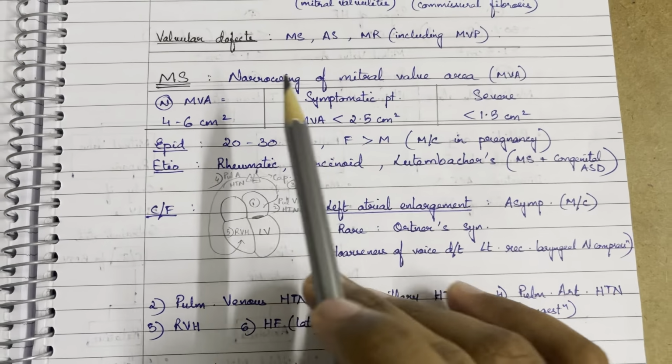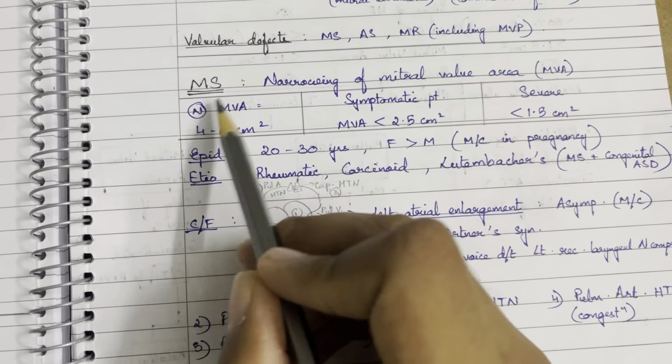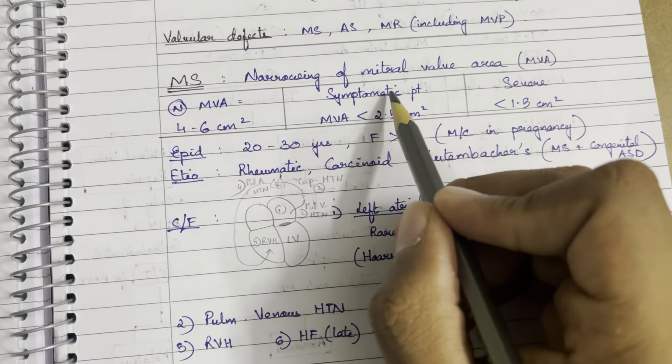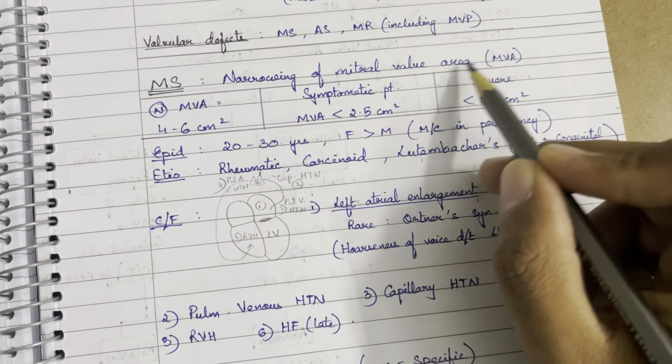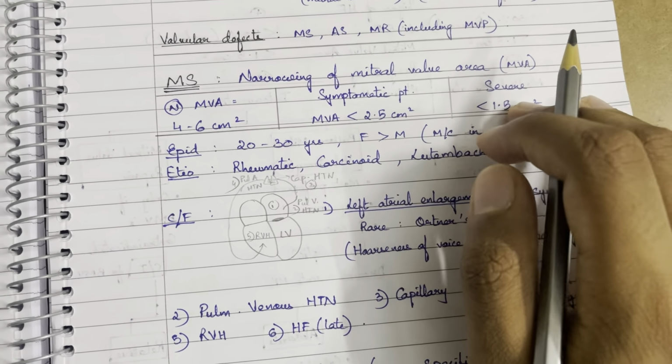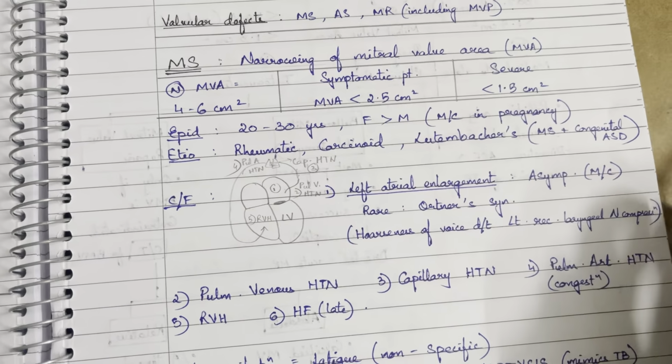Now let's start discussing valvular heart disease. So mitral stenosis, there is narrowing of the mitral valve area. Normally it is 4 to 6 centimeters square. For symptoms to occur, it should be less than 2.5 centimeters square. It is severe if it is less than 1.5 centimeters square. This is important: 4 to 6 is normal, less than 2.5 symptomatic, less than 1.5 severe.